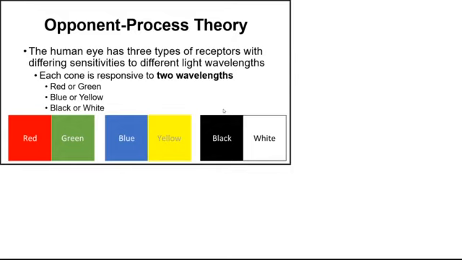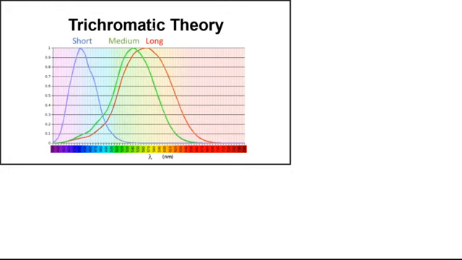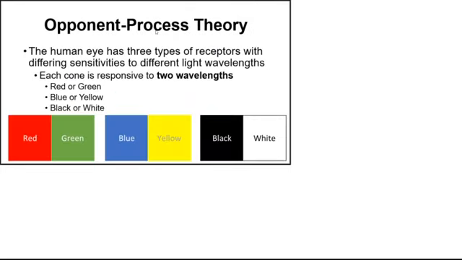And then for our blue and yellow, same thing. We should never see blue and yellow at the same time because they're separated on our spectrum, blue being on the far side and yellow being between red and green. So we'd never see blue and yellow at the same time. Our second type of cone would fire for blue or yellow. And then the last one being black or white.